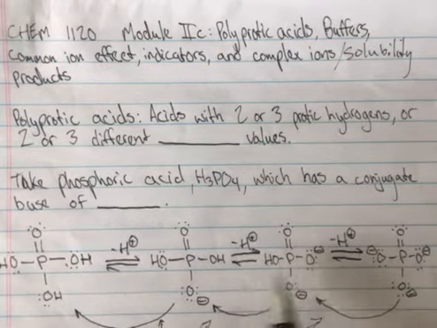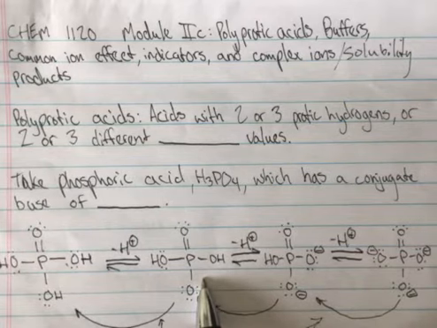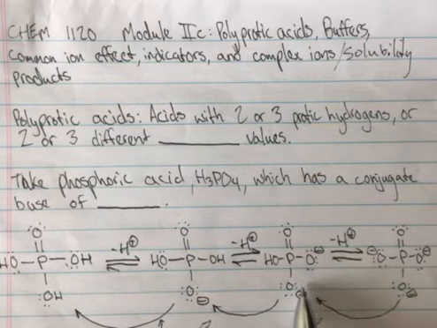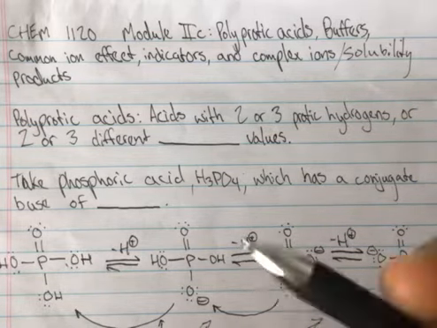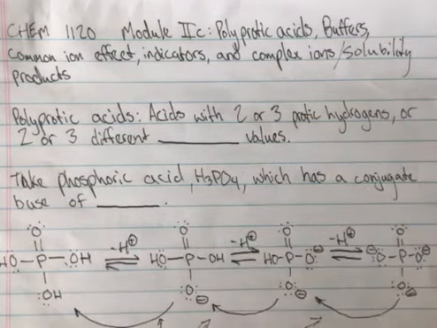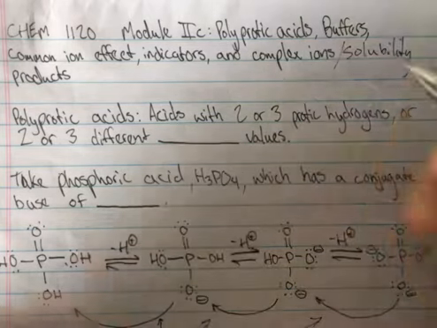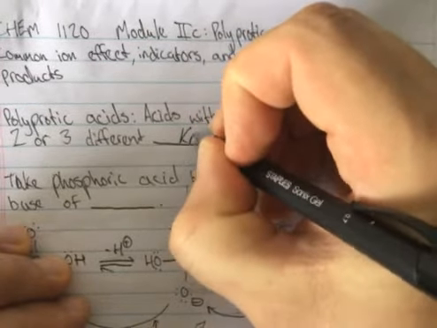This would be the conjugate base of that one missing hydrogen right here. So in other words, there are 2 missing for this anion, and then a total of 3 missing for this anion. So these are all conjugate bases of one another. Now, that is to say that polyprotic acids have 2 or 3 protic hydrogens, so therefore they can have 2 or 3 different Ka values.